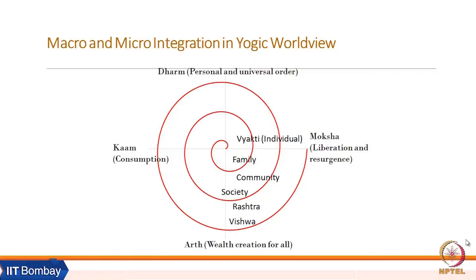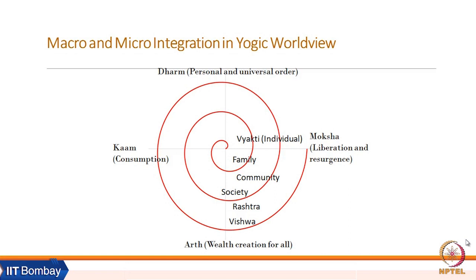If we summarize these thoughts in a different way, we can look at this representation. This vartul representation, or mandala representation, can be useful to understand the notion of positive governance, and that notion of positive governance connects to the notion of positive society. Dharma, Arth, Kam, Moksha: personal and universal order, consumption, wealth creation and liberation. These are the four human objectives.